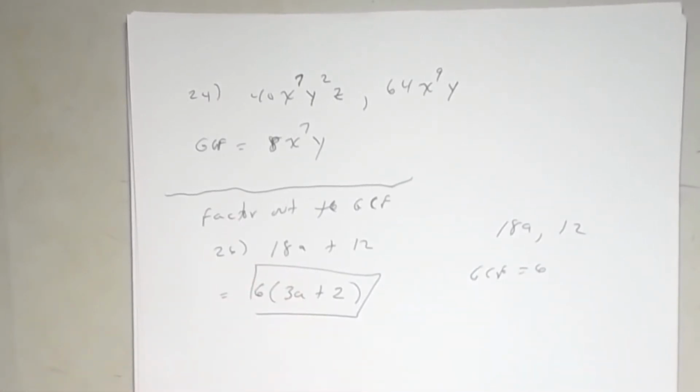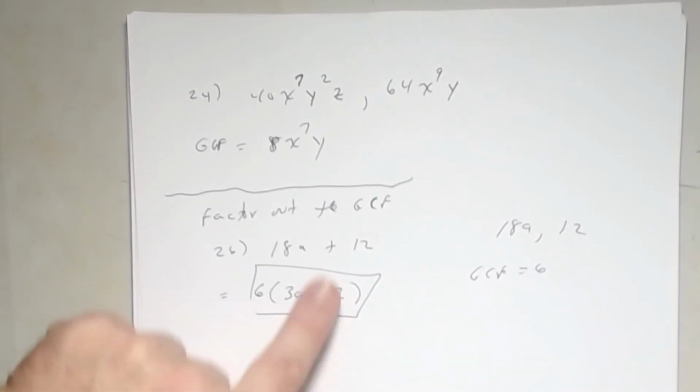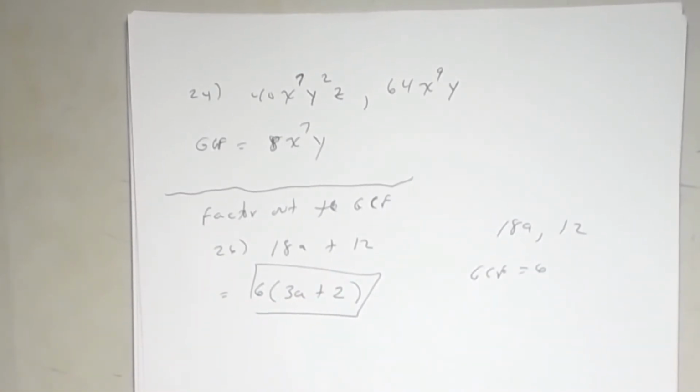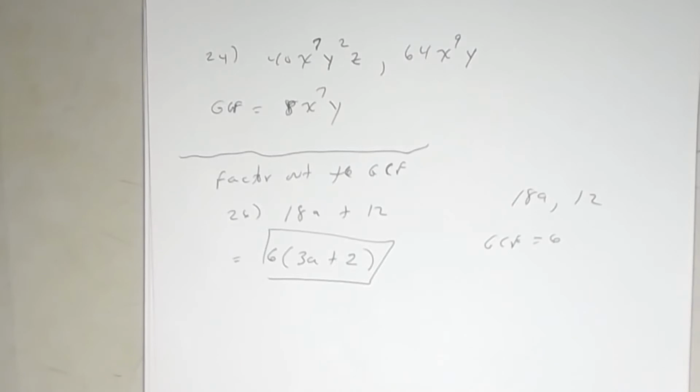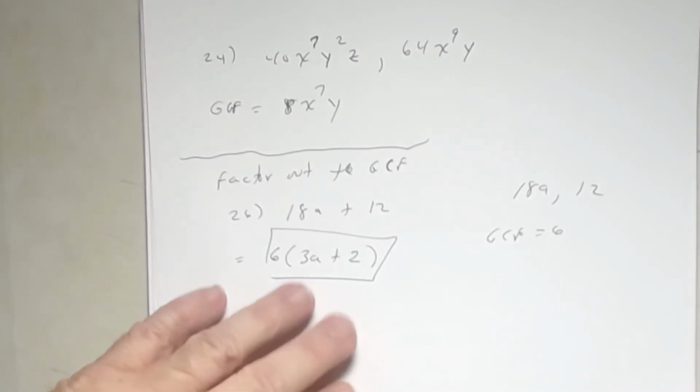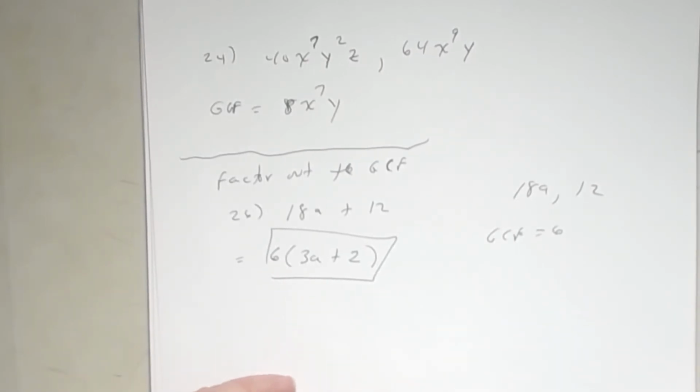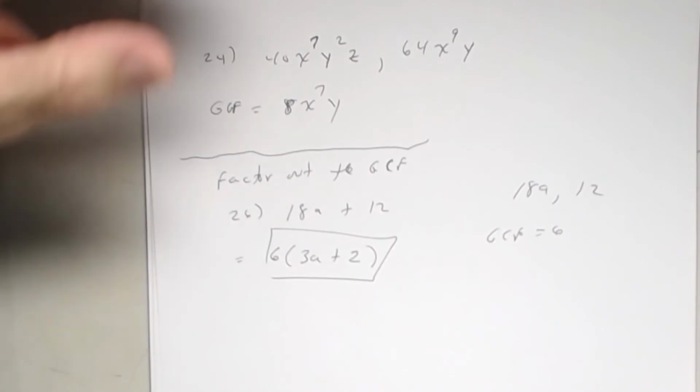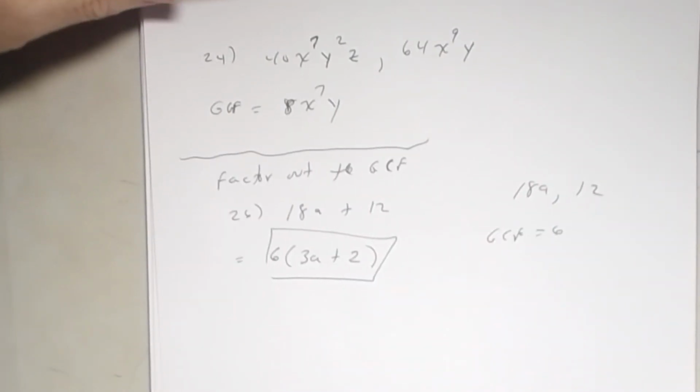6 times 3A is 18A. 6 times 2 is 12. That's the distributive property. That was something we talked about at the beginning of class, and also you had it last semester. Okay, so let's look at number 30.